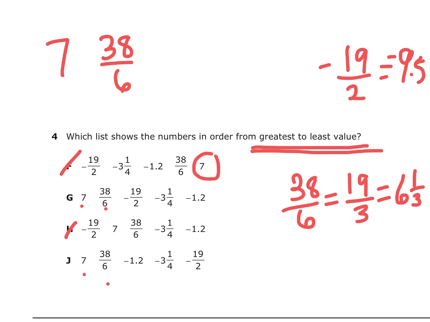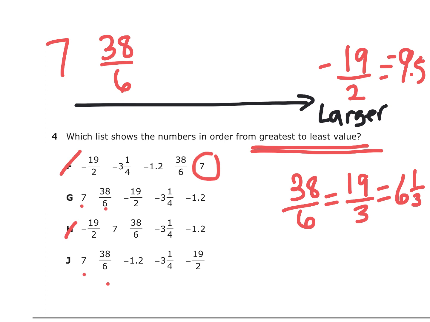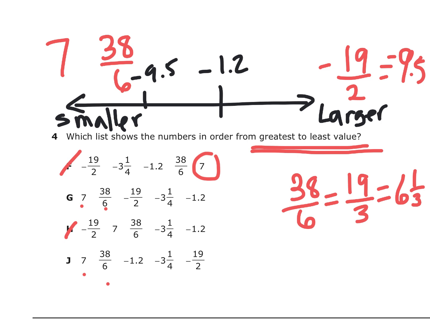Well, just to review on the number line, the further you go to the right, the larger the number is. And the further you go to the left, the smaller the number is. So the negative 9.5 would be somewhere over here on the left, and the negative 1.2 would be further to the right. So this would be negative 1.2, and this would be negative 9.5. So which one of those is larger? Well, the negative 1.2 is larger because it's further to the right than the negative 9.5.